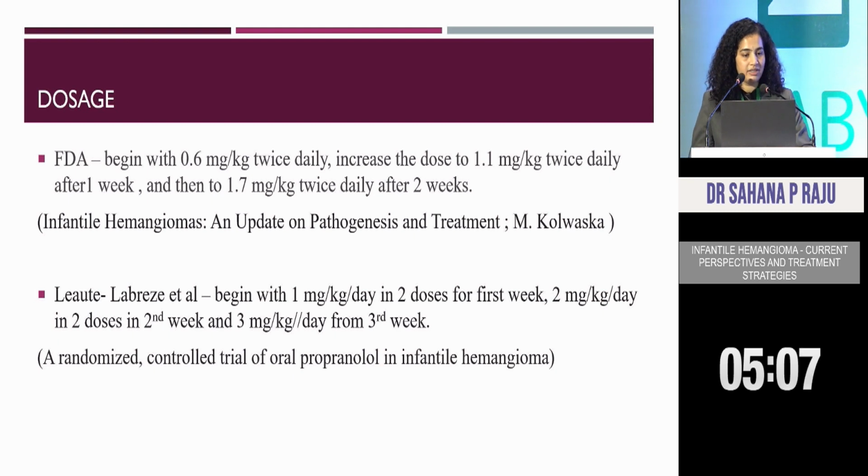So dosages, the FDA recommends we begin at 0.6 milligram and after a week we increase it to 1.1 and then after 2 weeks we increase it to 1.7. But the regimen which we commonly follow is 1 milligram per kg per day for the first week, 2 milligram in the second week and 3 milligram in the third week.